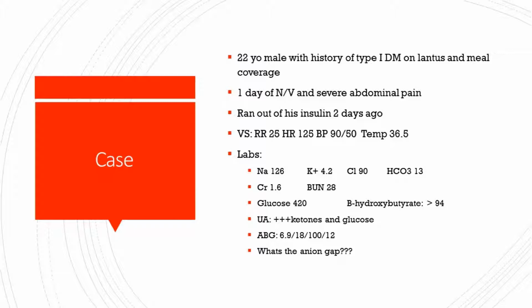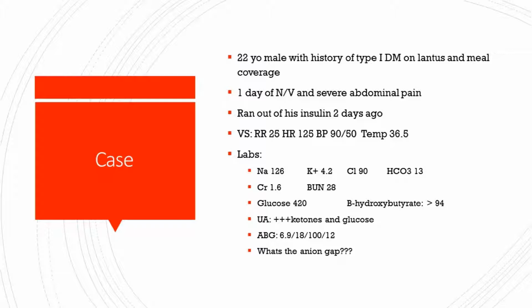And so these are typical vital signs for somebody we would see come to the ED. Pretty high respiratory rate, heart rate of 125, mildly low BP of 90/50, and usually a normal temp. Oftentimes DKA can be triggered by infection, so you might see somebody who has a fever, but this guy just forgot to take his insulin.